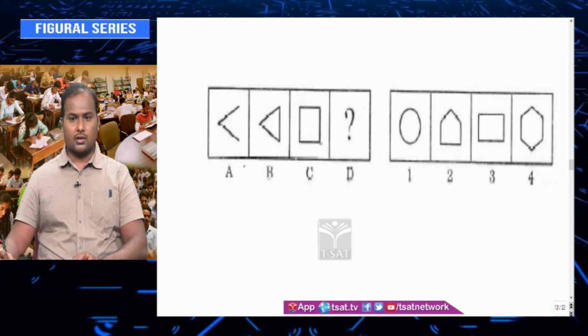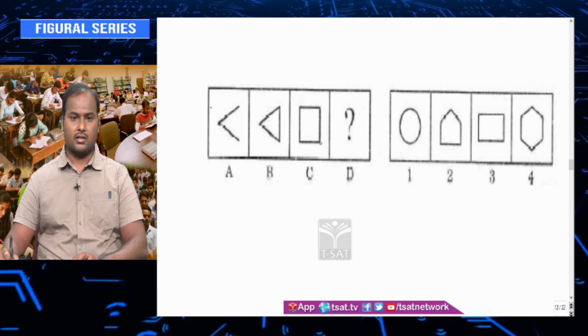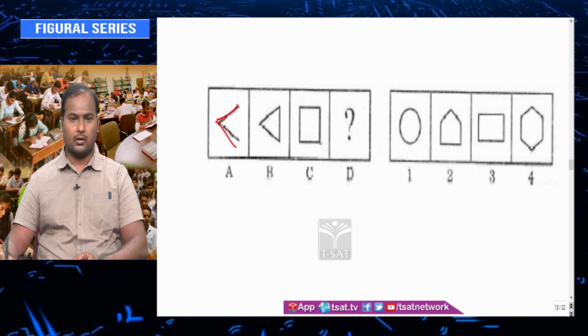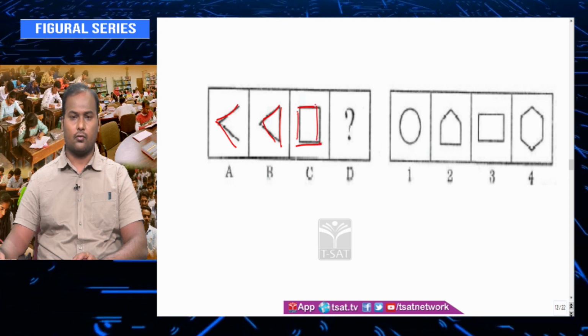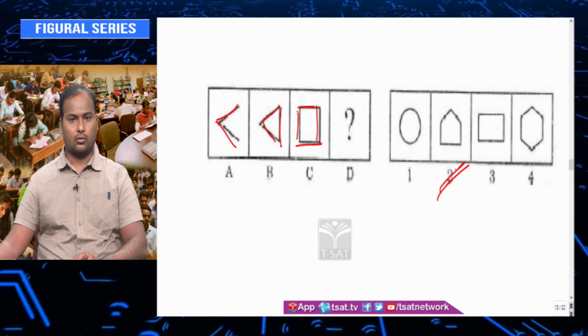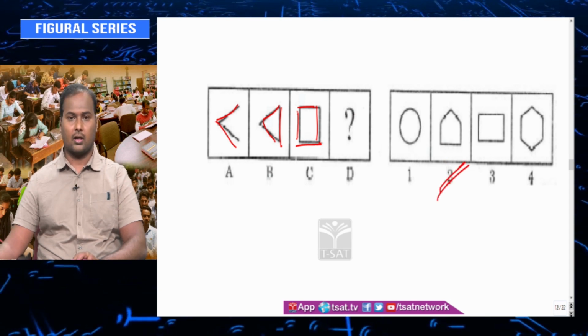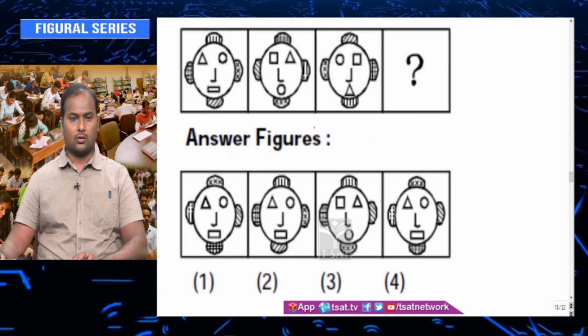So in case of this question, what you can observe is the addition of one line. The simple change is the addition of one line. Here there are 2 lines. Here there are 3 lines. Here you have 4 lines. Obviously your answer will be 5 lines. So your answer is option 2. The addition of one line is the change you can observe in this particular series. Look at this question.